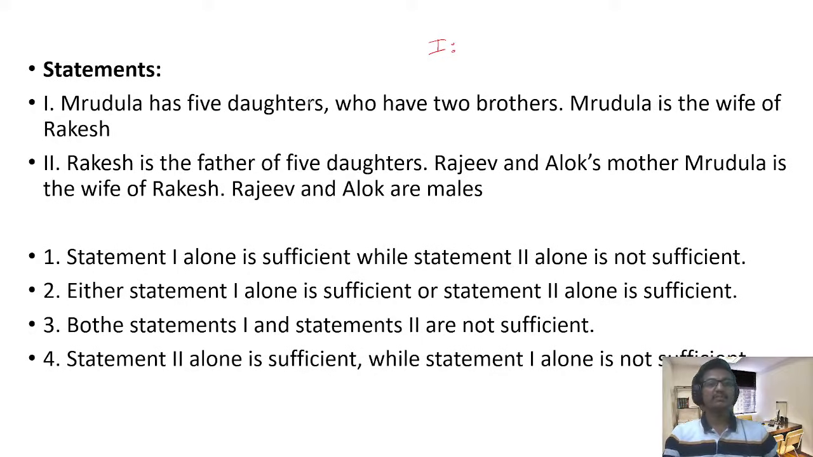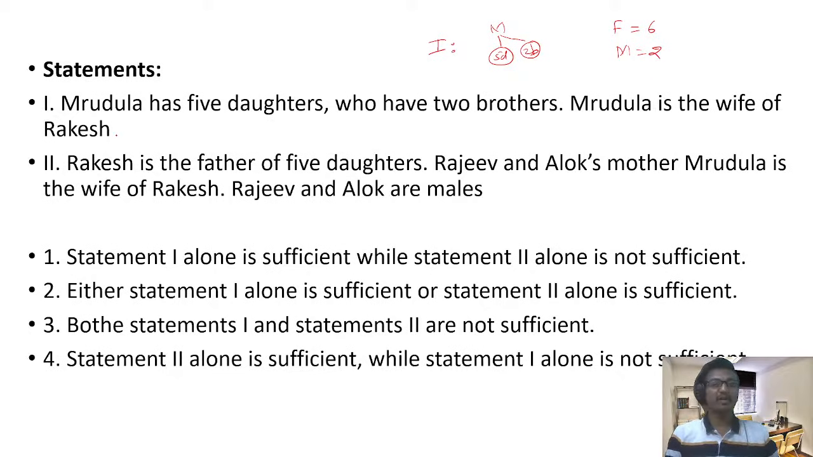So Mrudula has 5 daughters. So that means Mrudula has 5 daughters. So total how many females? In this case, 6 females you are getting. Who have 2 brothers. That means all 5 daughters have 2 brothers. So that means there are 2 brothers present in this. That means how many males in this case? 2 males you will get.